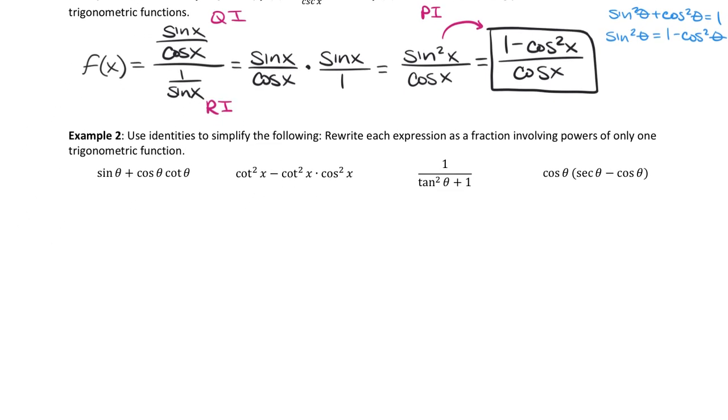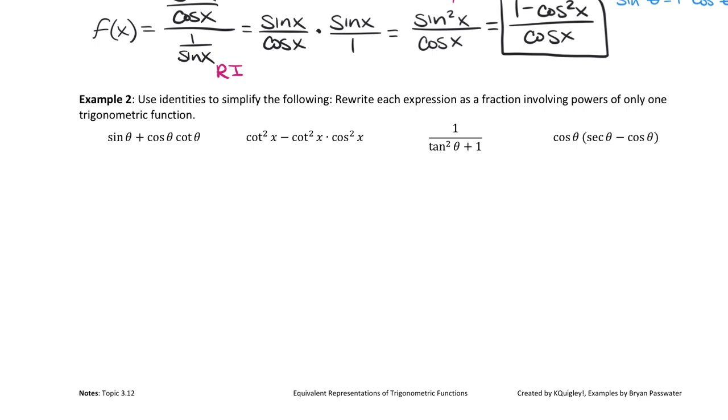Let's do this next one together. We're not ready to go on our own just yet. It says, example 2, we have 4 examples here. It says, use identities to simplify the following. Rewrite each expression as a fraction involving powers of only one trigonometric function.